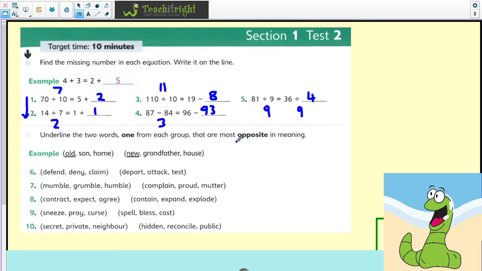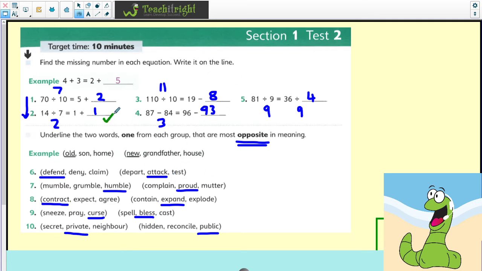Next set of questions, we need to concentrate on opposite in meaning. So that's taking one word from one set of brackets and then one word from the other. So in question 6, we've got defend and attack. Those are opposites. We've got humble, proud, contract, so getting smaller, expand, getting bigger, curse and bless are antonyms. And then we've got private and public. Hopefully you've done really well on those.